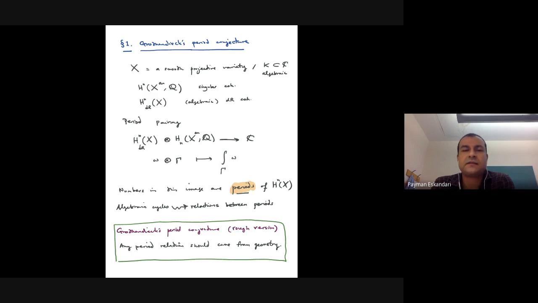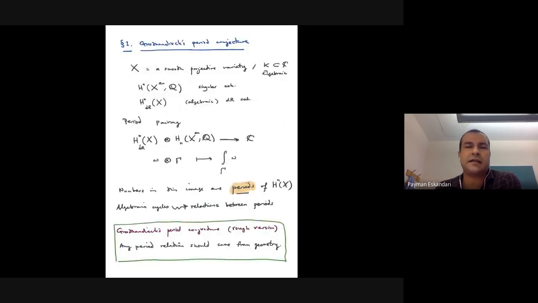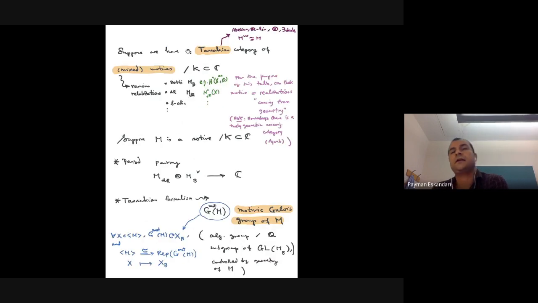Now, let me try to make this conjecture more precise. We're going to use some jargon here, but I'll explain roughly what it means. Suppose you have a Tannakian category of mixed motives over K. Sorry, this K here was an algebraic subfield of C for us to have this conjecture. Again, K is an algebraic subfield of C. I should say something about these two words, Tannakian and mixed motive.